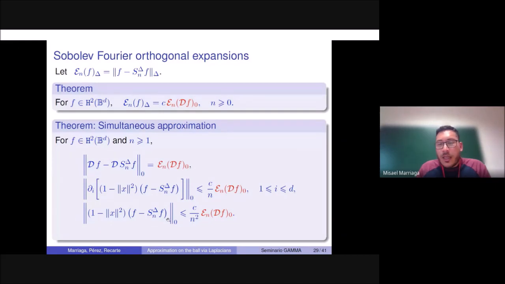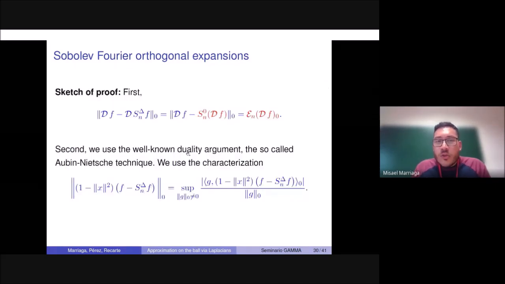Okay, so I start from the left hand side, and I use some duality argument, which is supposed to be well known. I didn't know about this, but it's called the Aubin-Nitsche technique. And what it does is, since L2 is its own dual, we can think of this element of L2 as a linear functional. And the norm of that linear functional is by definition, or can be characterized by, this supremum over here. So my task will be to bound this supremum on the right hand side.